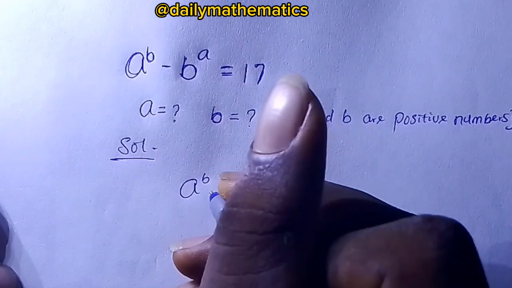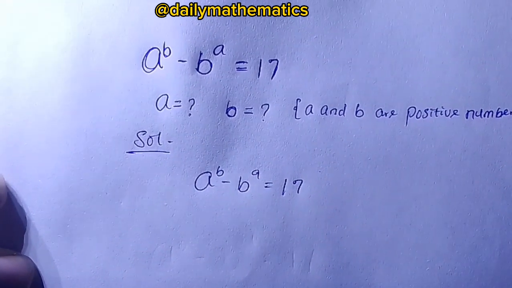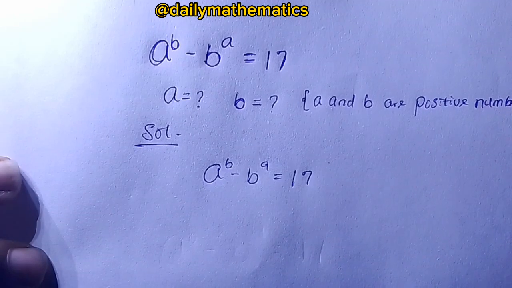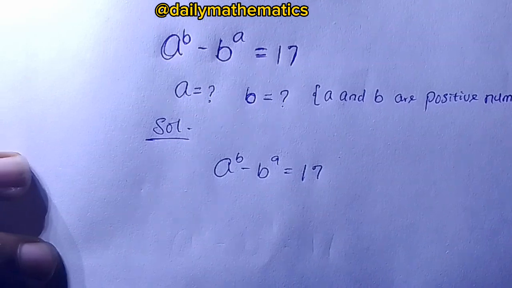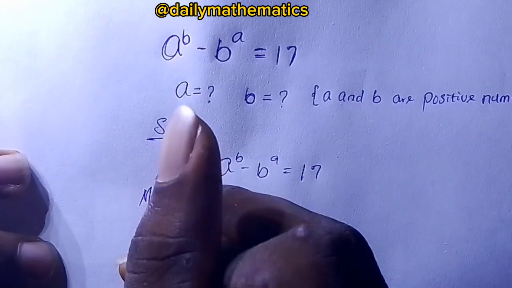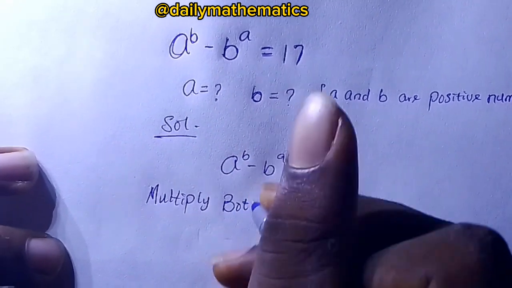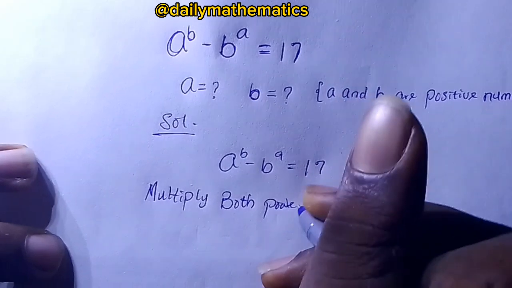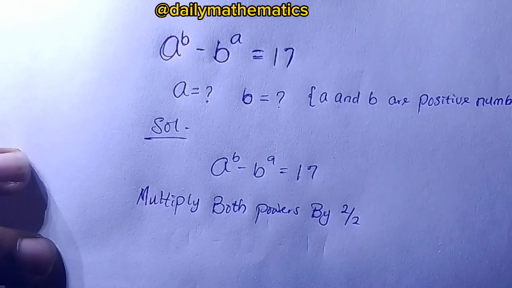A raised to the power of b minus b raised to the power of a equals 17. What do we do here? Now the first thing I want to do is to multiply both powers by 2 over 2. Multiplying both powers by 2 over 2.